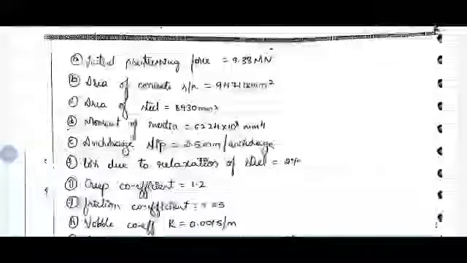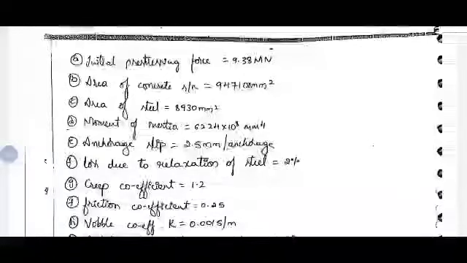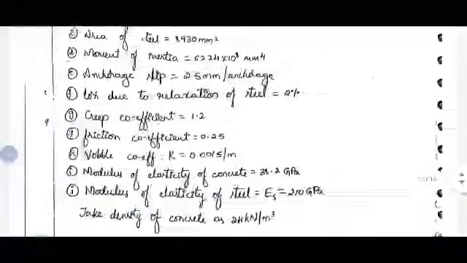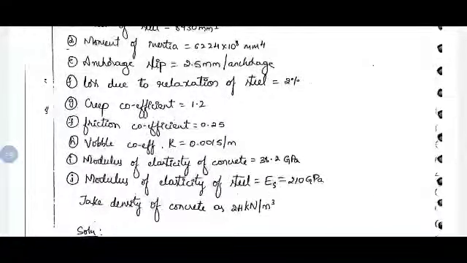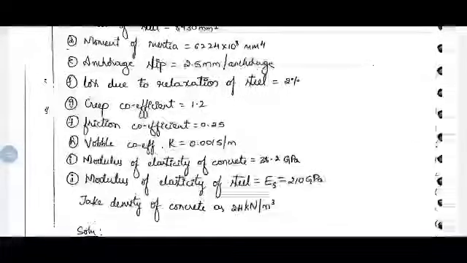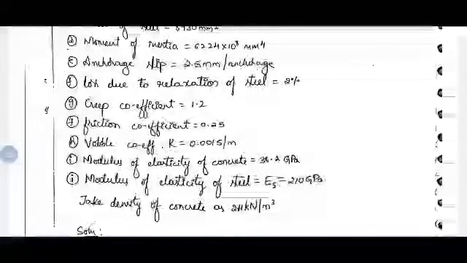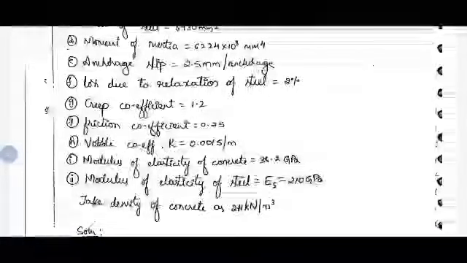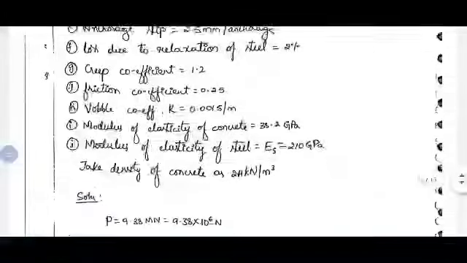Loss due to relaxation of steel 2%, creep coefficient 1.2, friction coefficient 0.25, wobble coefficient 0.0015 per meter. Modulus of elasticity of concrete 38.2 GPa. Modulus of elasticity of steel is 210 GPa. Take density of concrete as 24 kN per meter cube.